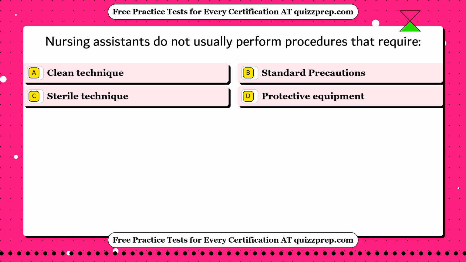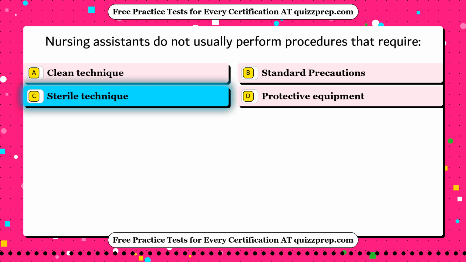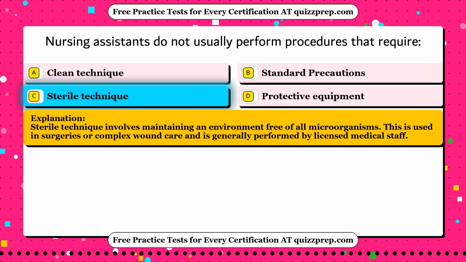Question 58. Nursing assistants do not usually perform procedures that require: Option A, clean technique. Option B, standard precautions. Option C, sterile technique. Option D, protective equipment. The correct answer is option C, sterile technique. Sterile technique involves maintaining an environment free of all microorganisms. This is used in surgeries or complex wound care and is generally performed by licensed medical staff.